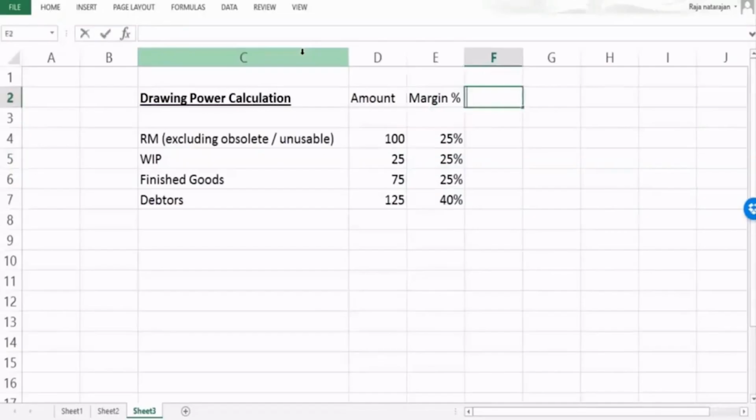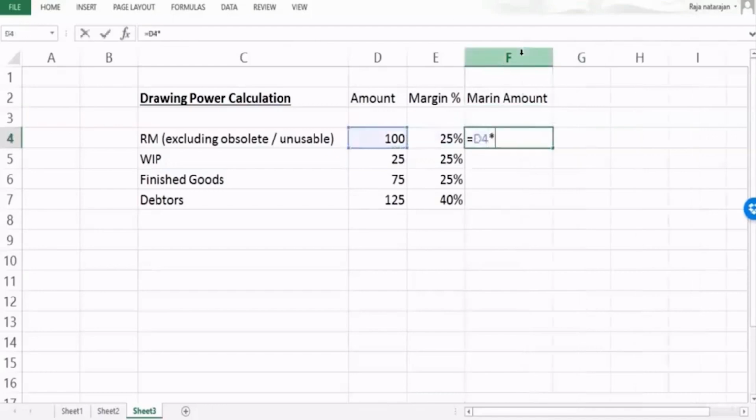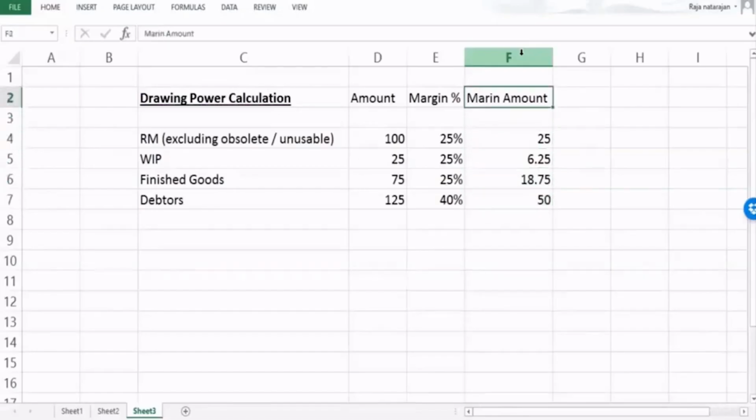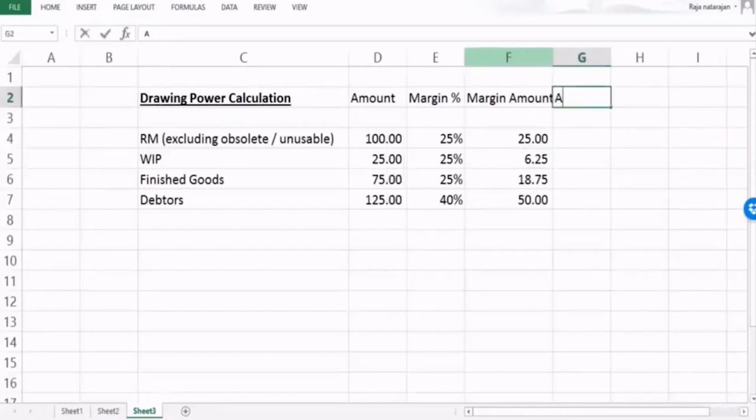So let's calculate the margin amount now. Okay, margin amount. So how it has been done? It's 100 multiplied by 25%, 25, then 25 into 25%, 6.25, 75 into 25%, 18.75, 125 into 40%, it's 50. Now from this amount, if we deduct this margin amount, what we get is going to be advance value. So let me capture that here. Advance value is nothing but this amount minus margin.